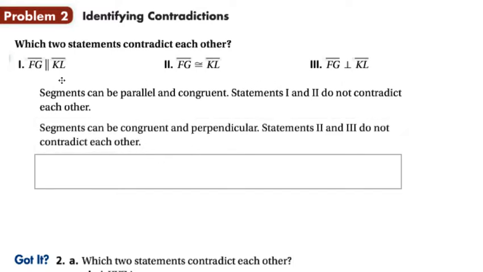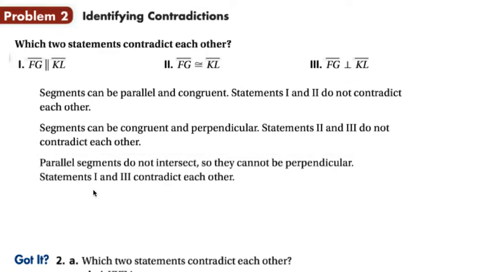Well, our last two to compare is 1 and 3. Can we have two segments that are parallel and at the same time be perpendicular? Well, no, they can't. So there's our contradiction. We can't have segments that are parallel and perpendicular because parallel means they don't intersect and perpendicular means they do. So our contradiction is in statements 1 and 3.